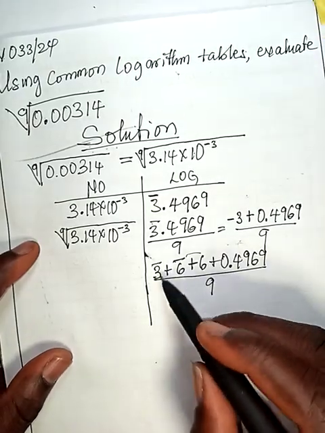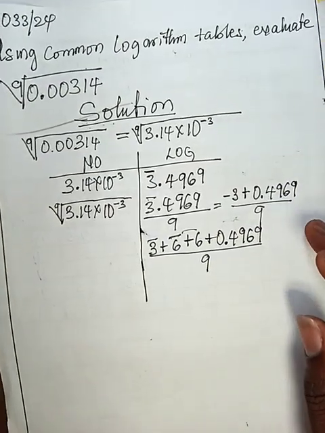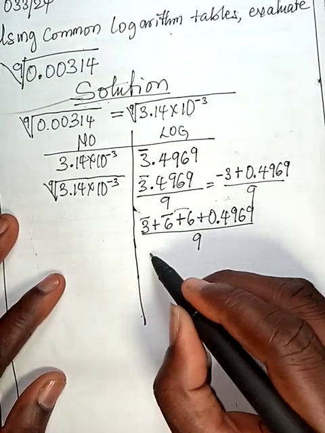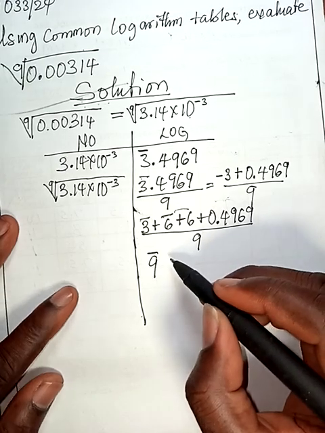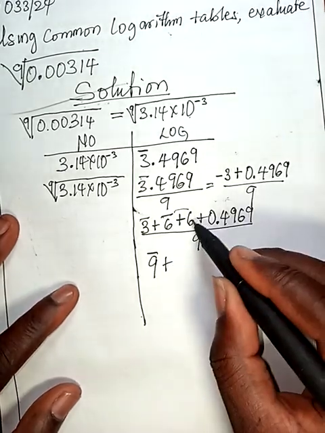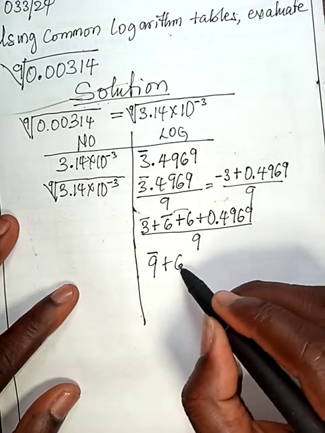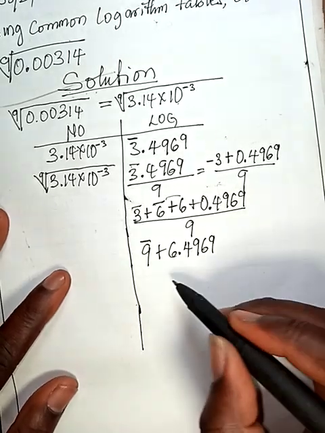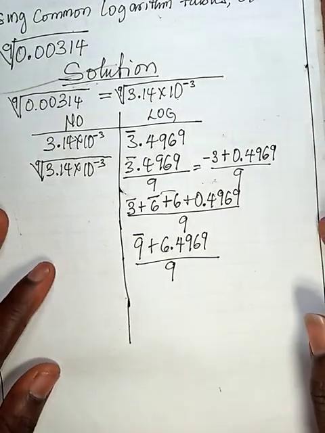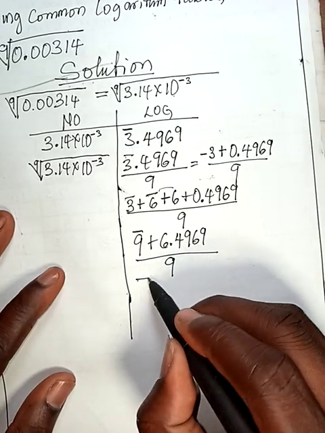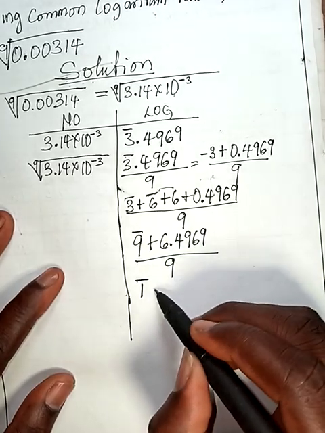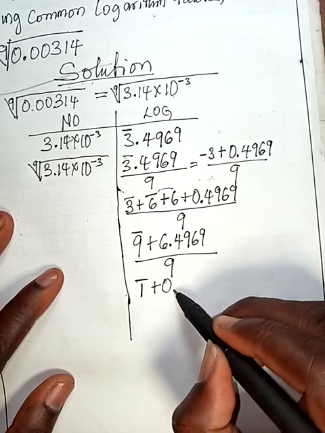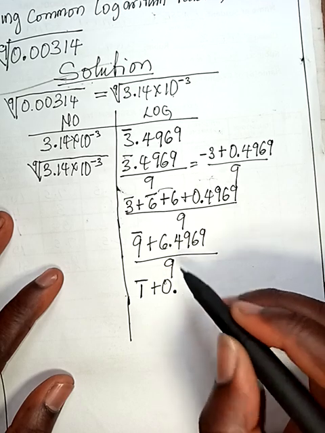Now what's the implication of this? The implication is that this and this will add up to give me bar 9, or minus 9. Plus this will add up. This is a positive side, it will add with this. This will give me 6.4969, divided by 9. Now this divided gives me bar 1. Now plus this divided, this cannot go, so that will be 0. Then put point.